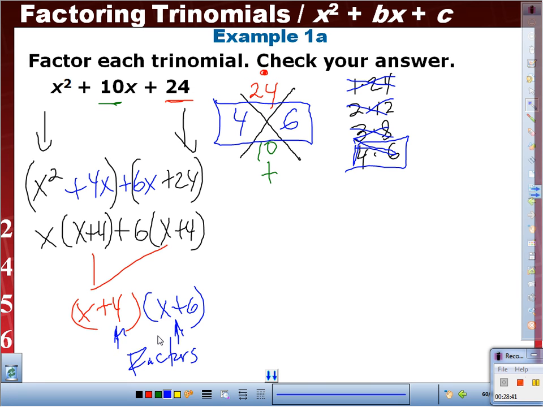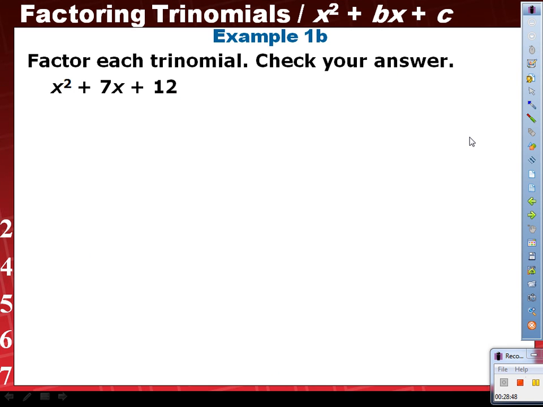Let's go for another practice. Do this one completely by yourself. Example 1b. Don't ask your neighbor. Don't look over. Try to do it completely by yourself. Go. X squared plus 7x plus 12.